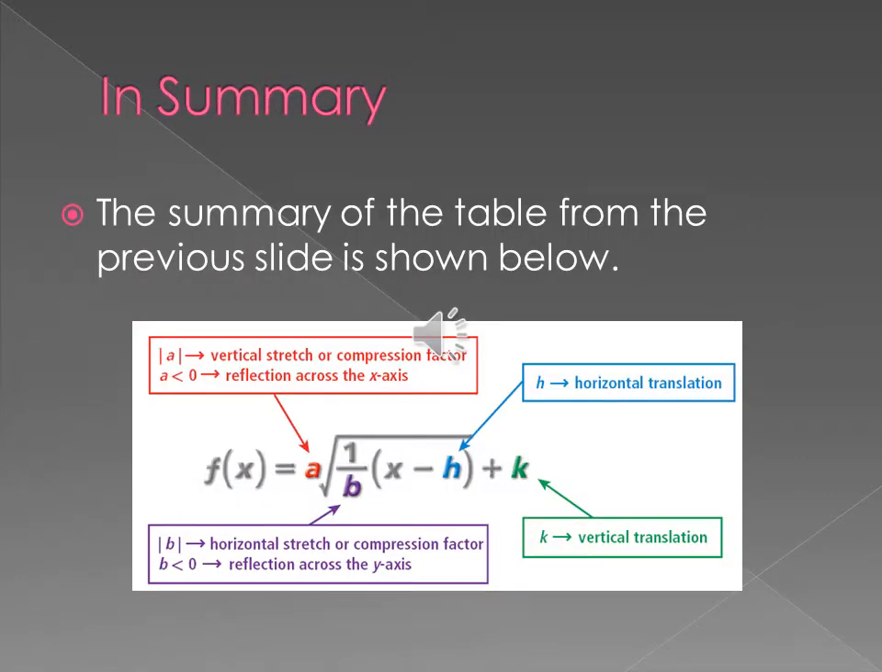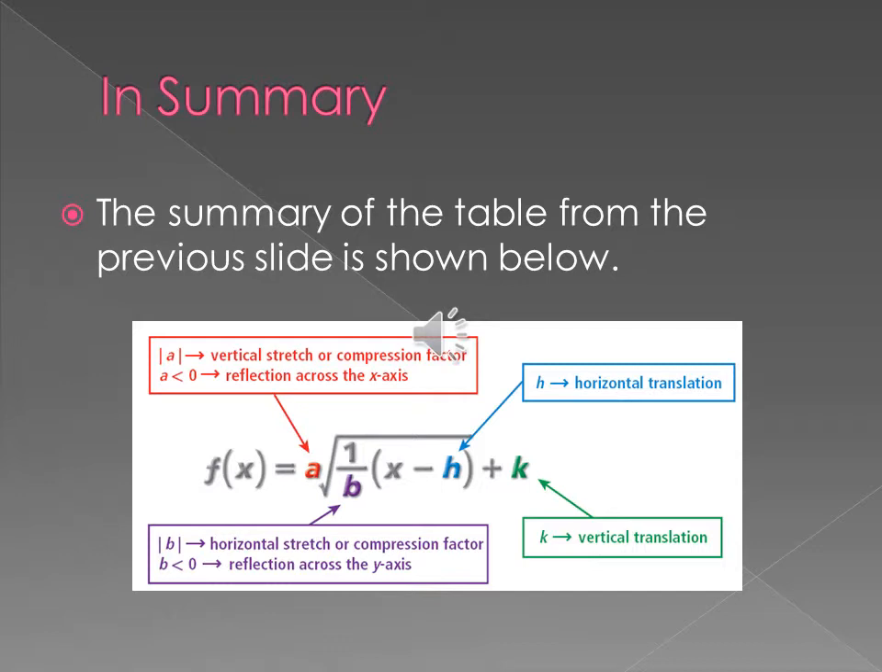Here we have a very succinct summary of the table that we had earlier. We have f of x is equal to a times the square root of 1 over b times the quantity x minus h, plus k. Remember, a is the vertical stretch or compression factor. If a is less than 0, it's a reflection across the x-axis.